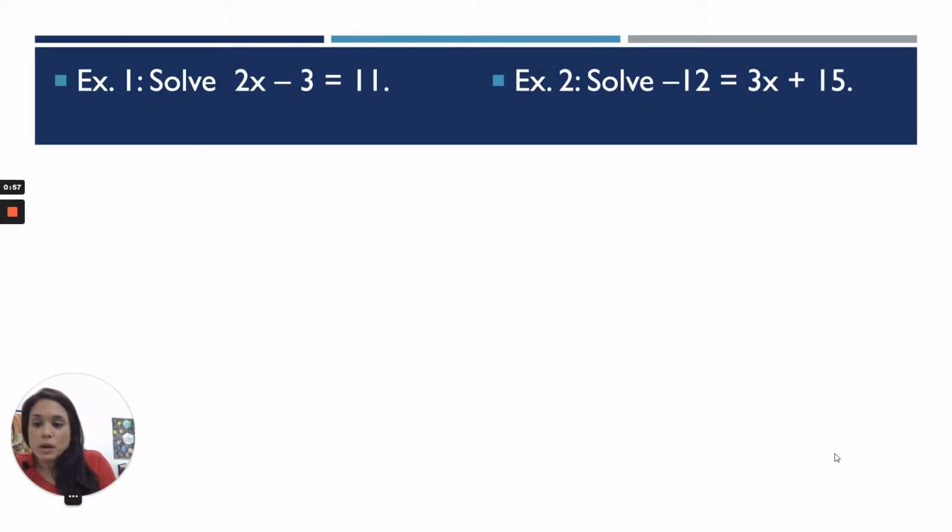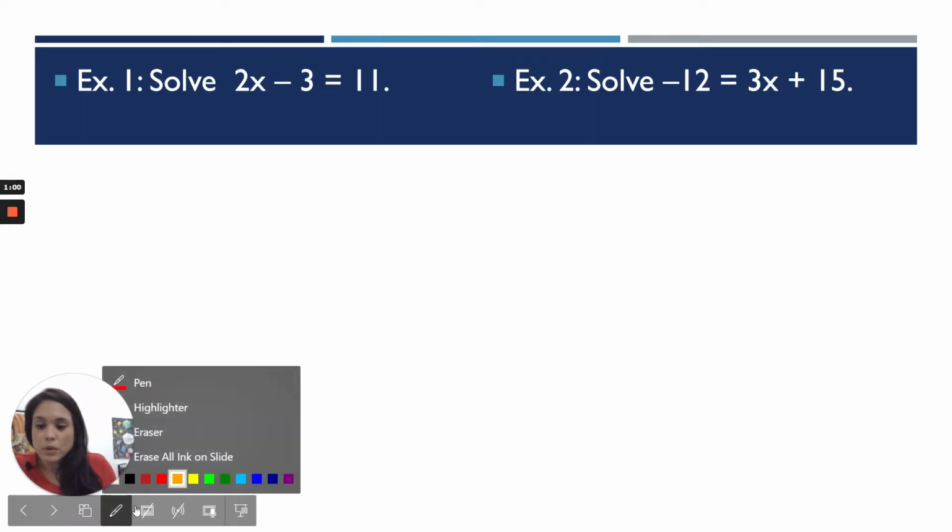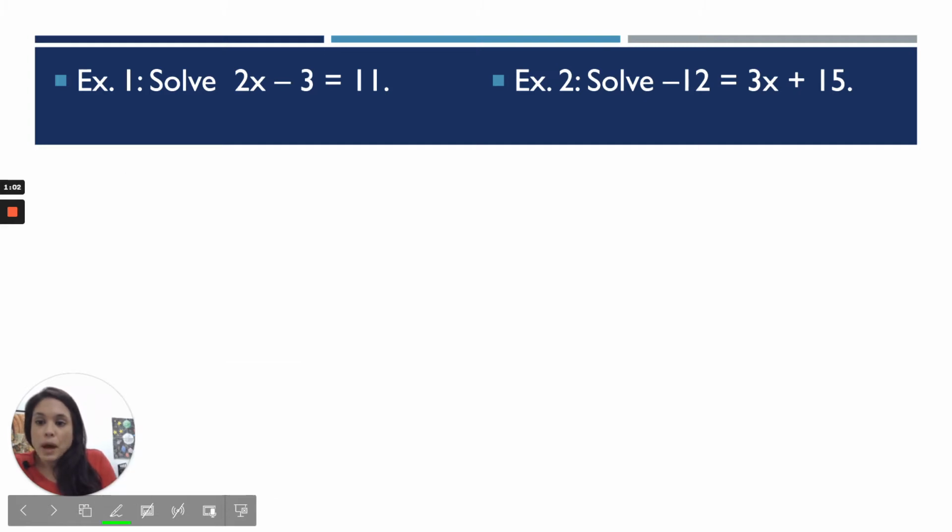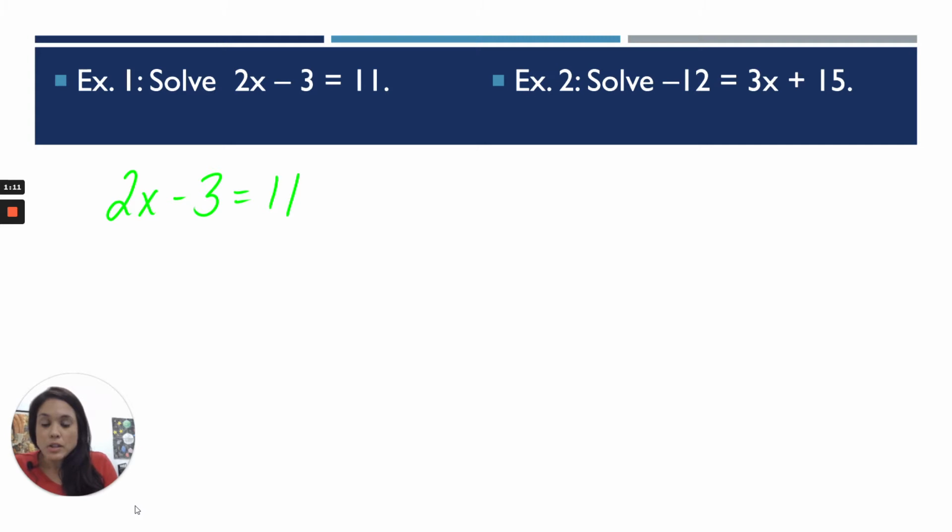So let's do a few examples. 2x minus 3 equals 11. Let's start with this number first that's not attached to the variable. This is a minus 3. The inverse would be to add it. So we're going to add 3 to both sides, and this becomes 11 plus 3 is 14. This cancels out to 0, and you don't have to write 0, and then we just bring down the 2x.